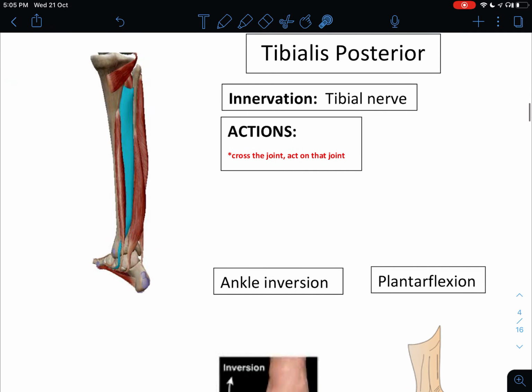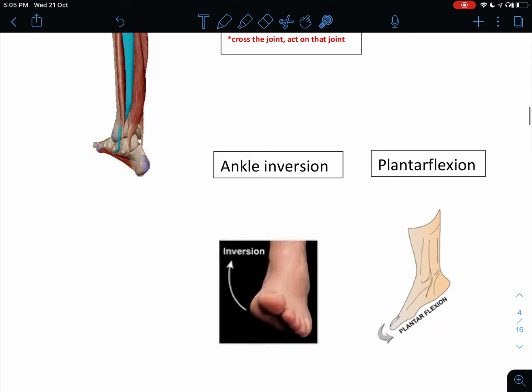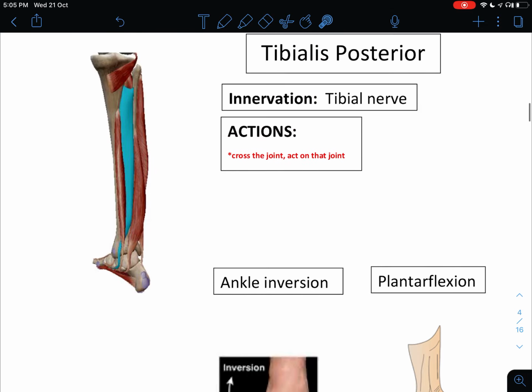We move from the superficial posterior compartment to the deep posterior compartment with the tibialis posterior, and I'll let you guess whether it's uniarticular or biarticular. Now, its actions are ankle inversion, which is moving that medial aspect of the foot upwards, or the big toe side of the foot upwards, and plantar flexion, which is pointing toes down to the ground. Again, you can see it here.